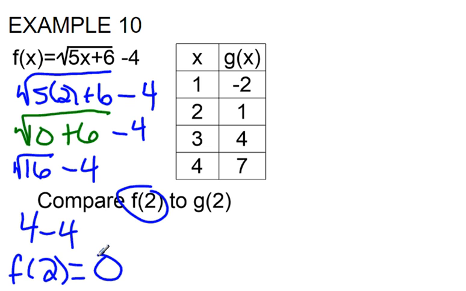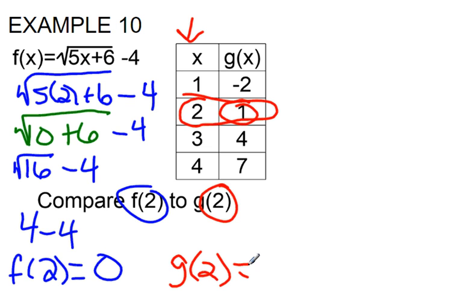0. Now when I'm looking at g of 2, again, we want that x to be 2, and here we have an x column. So I just look at where x is 2, which happens to be right here, and our g of x value is 1, which means that g of 2 equals 1. So g of 2 will equal 1.